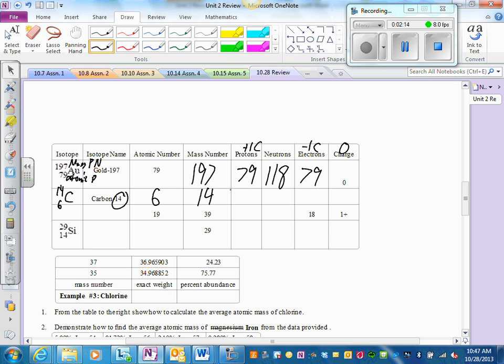And so now we can go ahead and fill out the rest of this. Protons is the same as the atomic number. Neutrons is the mass number minus the atomic number, or the mass number minus number of protons, which is therefore 8. 14 minus 6 is 8.